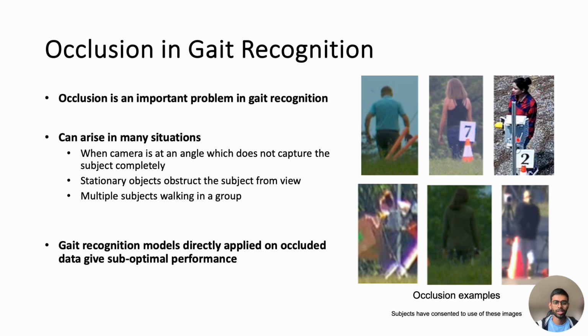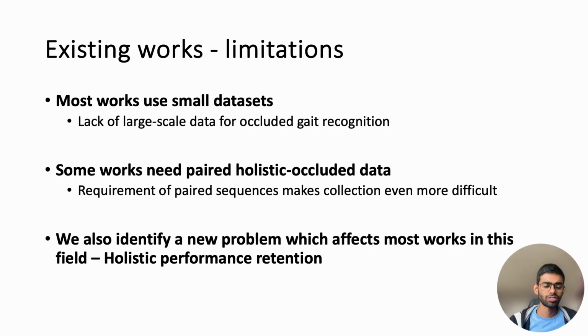So we tried the existing state-of-the-art gait recognition models. We directly applied them on occluded data, and we observed that they don't perform very well. So we need some methods which explicitly target this occlusion problem. Now there have been some methods proposed previously, but they have some limitations as well.